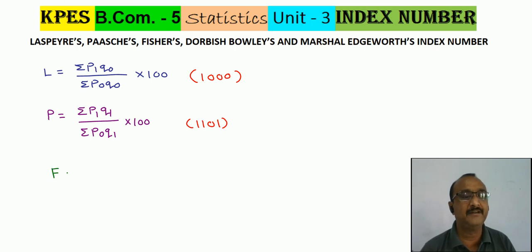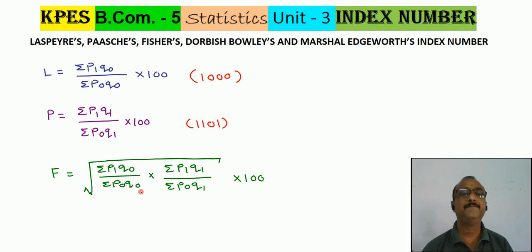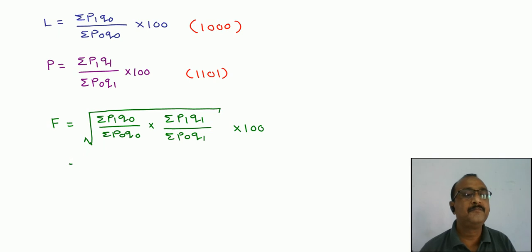Next one is Fisher's index number, denoted by F. Fisher's index number is under root of sigma p1 q0 upon sigma p0 q0 multiplied by sigma p1 q1 upon sigma p0 q1, multiplied by 100. It can also be written as under root of L into P.